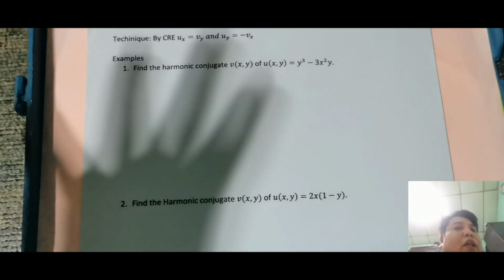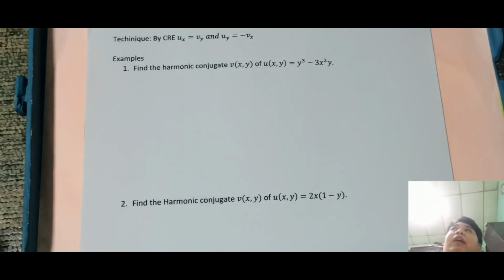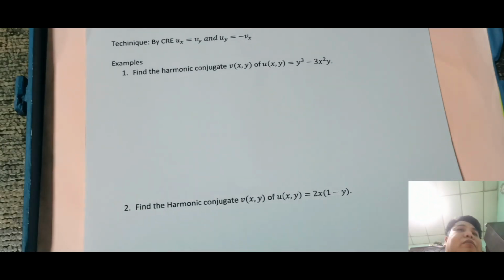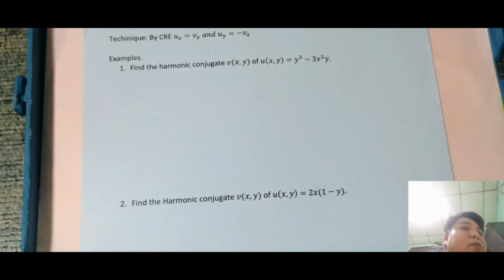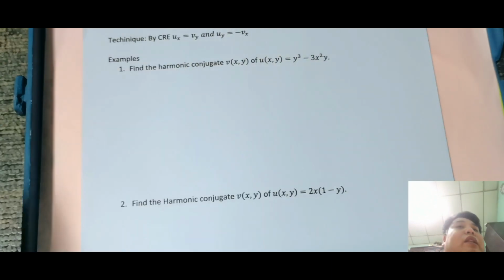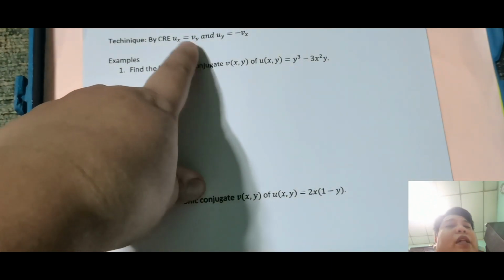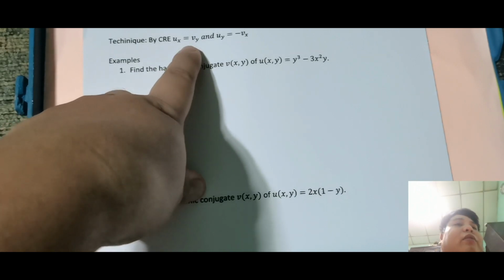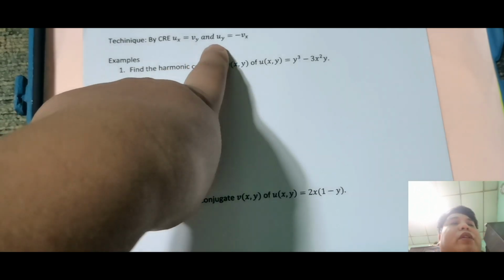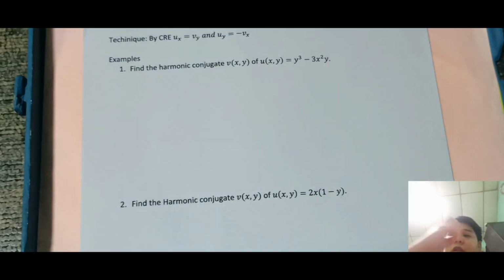Okay? So, meaning, yung criteria niya o yung kanyang relationship na nabuo doon is pwede natin gamitin. Kasi nga, alam natin na siya ay analytic. So, yun, yan yung gagamitin natin. Kaya nga sinilagay ko technique. By CRE, use natin si partial derivative of u with respect to x equal sa partial derivative of b with respect to y. And partial derivative of u with respect to y is equal to negative partial derivative of b with respect to x.